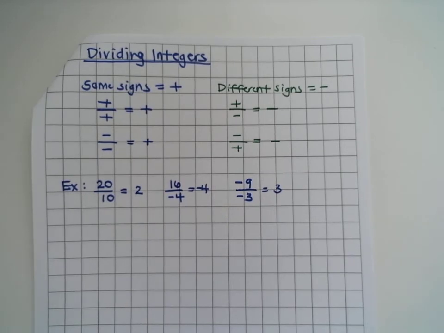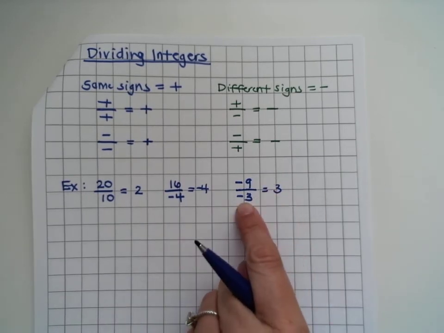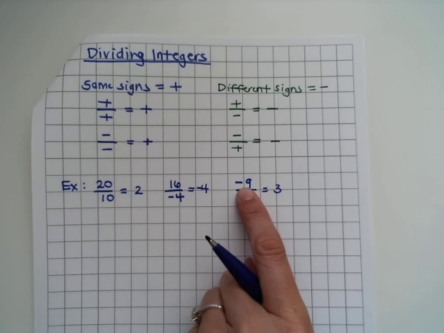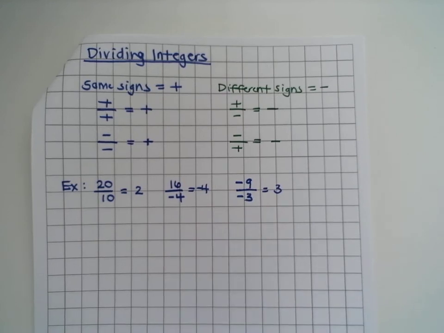And then let's check our answer. Our answer multiplied by the bottom number, the denominator, 3 times a negative 3, does that equal negative 9? Yes, it does. So I know I divided correctly.